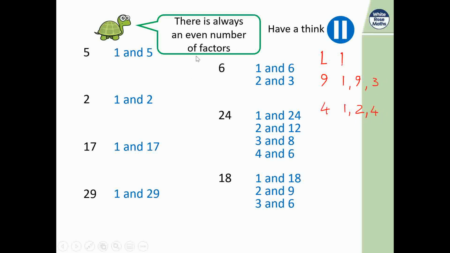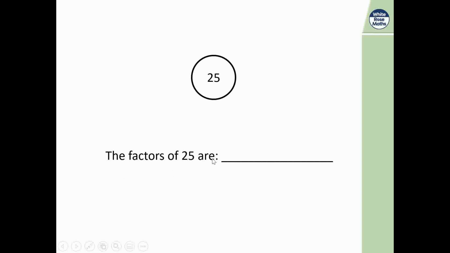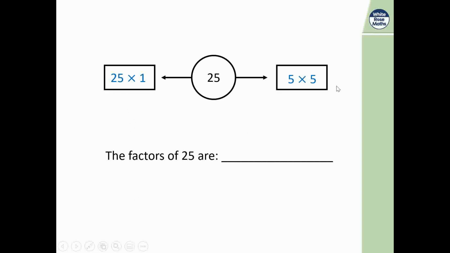But anyway, we'll see. The factors of 25 are 5 times 5. Okay, yeah. So they say 1 times 25 and 5 times 5, right? So that gives us 4. So it's 1, 5, 5, and 25. In other words, 1, 5, and 25. There's only 3 factors.